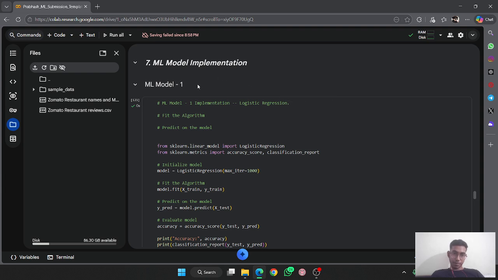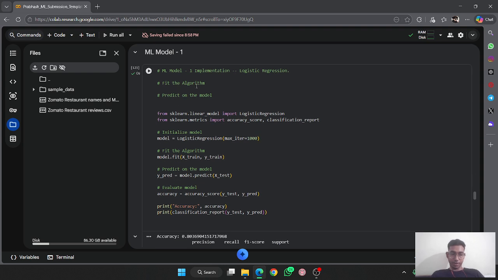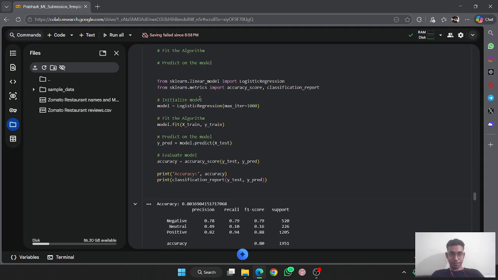Machine learning model implementation. In this project, three machine learning models were implemented: logistic regression, random forest, and support vector machine. These models were trained using TF-IDF features generated from the review text. The models were evaluated using metrics such as accuracy, precision, recall, and F1 score.